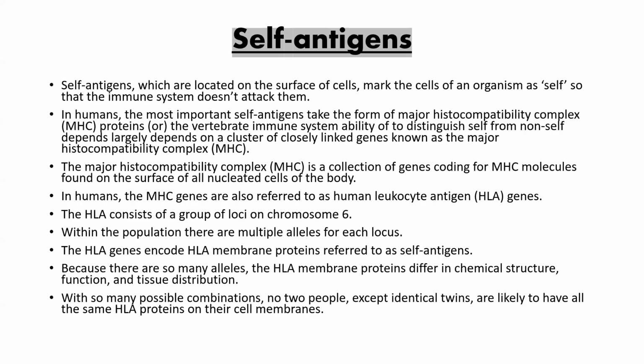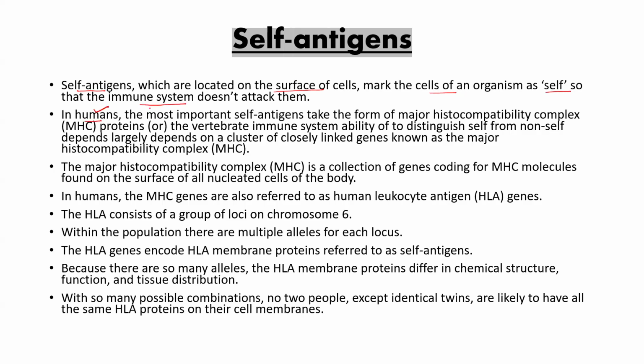In the previous video we studied that there are two types of antigens: self-antigens and non-self antigens. Let me give you a quick revision. Self-antigens are the ones located on the surface of a cell, making the cell a self cell so that the immune system does not attack it.